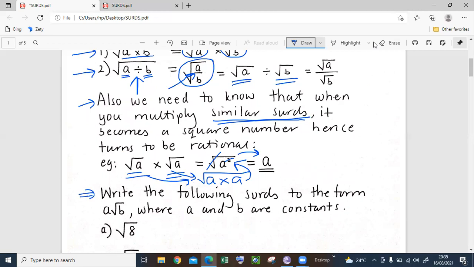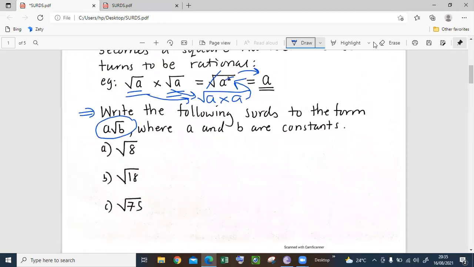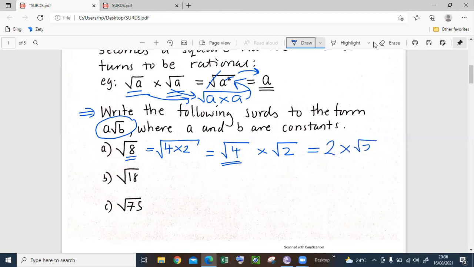So let's look at writing a radical in the form a root of b. This comes from the rule of multiplication. Look at the number inside: 8. It's not fully simplified, right? And we know 8 could be 4 times 2. So inside my radical, I have 4 times 2. Remembering the first rule, this can be changed to root of 4 times root of 2. Root of 4 is a whole number, 2, and root of 2 remains as root of 2. Hence, this simplifies to 2 root of 2, which is written in the form a root of b.